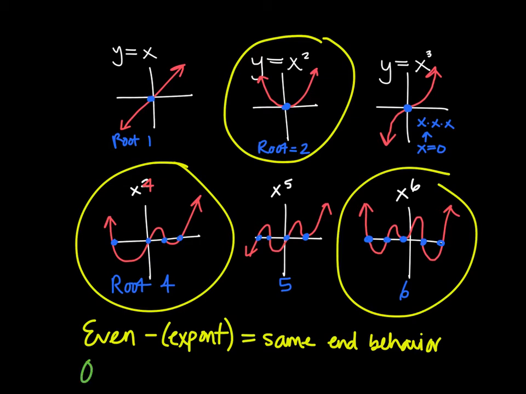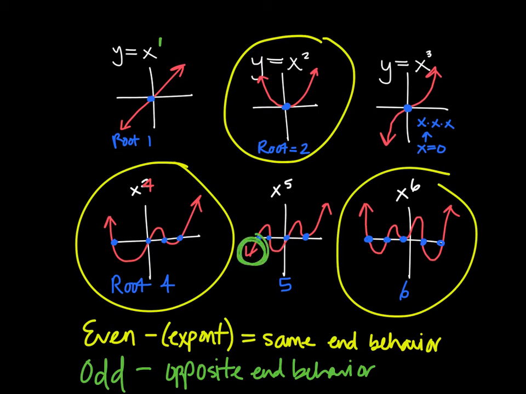All right, if we look at odd, which are all the ones we have left, you may say, how is that first one odd? Remember, x just has an exponent of 1. That's an odd number. So the ones that aren't circled here are my odd functions. And notice that they all have opposite end behavior. So like, might go down on one side and up on the other, right? The arrows here, like I'm looking at x to the fifth right here, are going in opposite directions. So that's something that you're going to notice with odd.